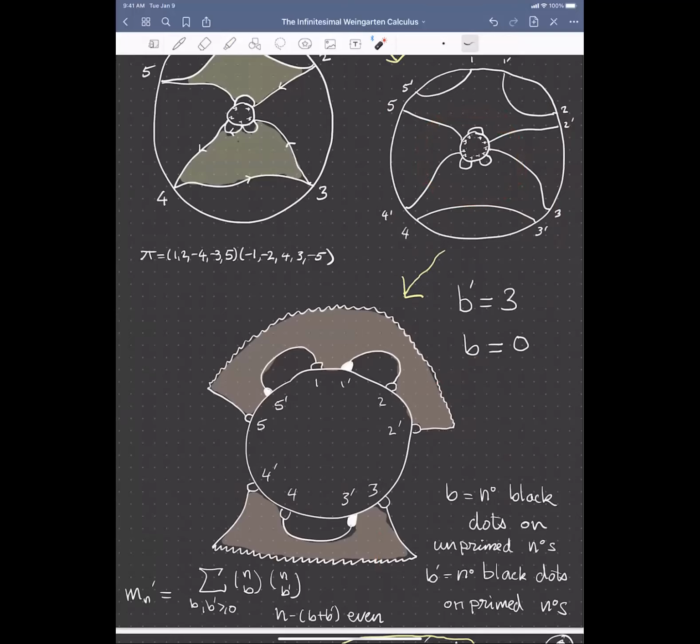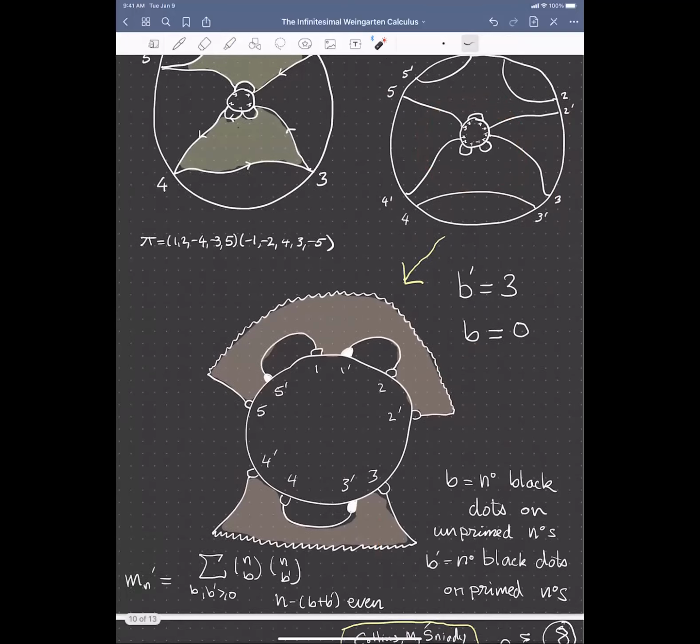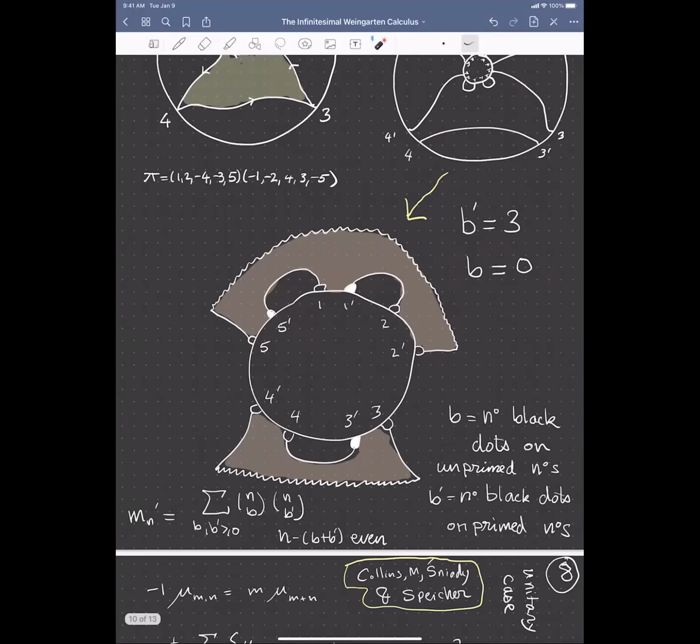And I can completely parameterize this thing by saying where I put these black dots, which are written in white, because remember, this is a blackboard. So I have 3 black dots on primed elements and none on unprimed elements. And there's a formula here. You say it's the sum over all B and B prime greater than or equal to 0, n choose B, n choose B prime, such that n minus B plus B prime is even.